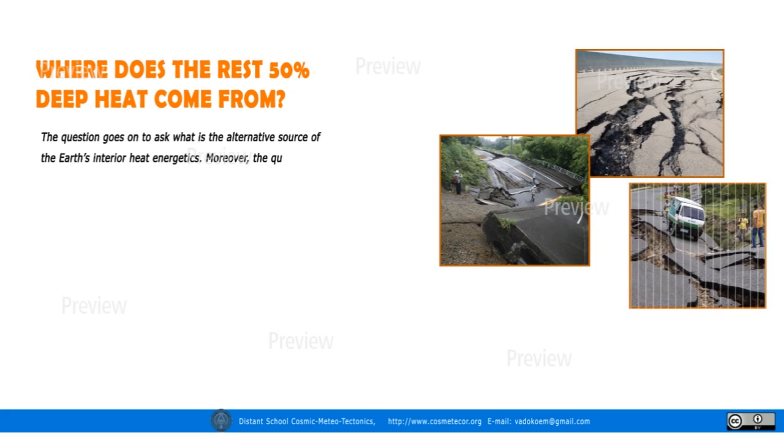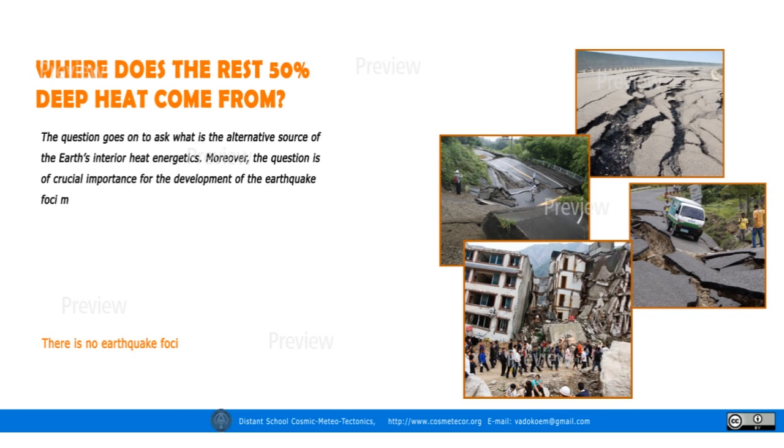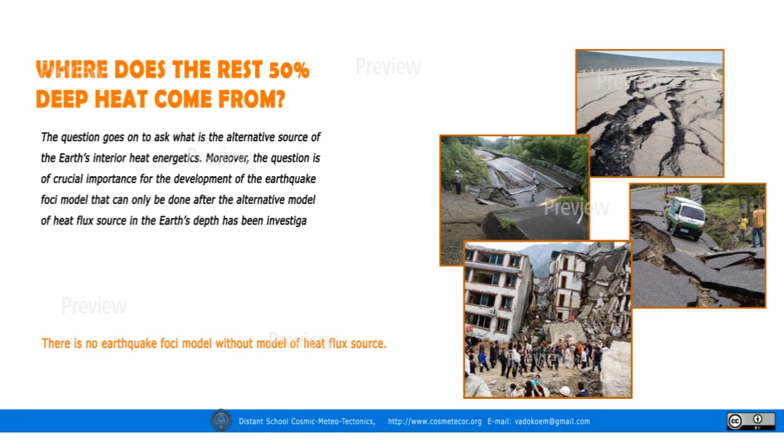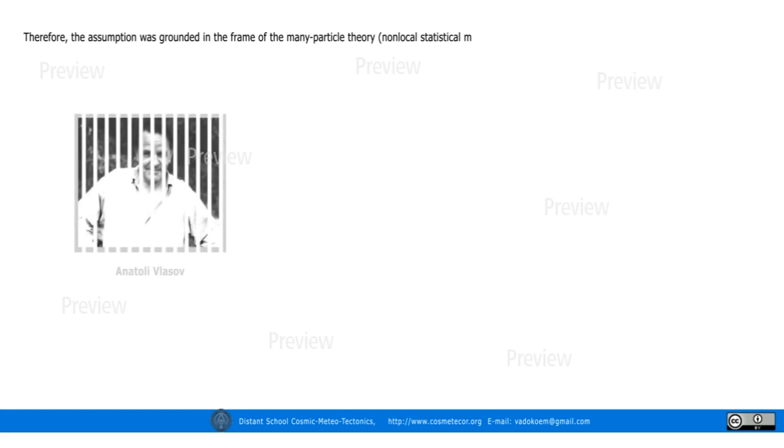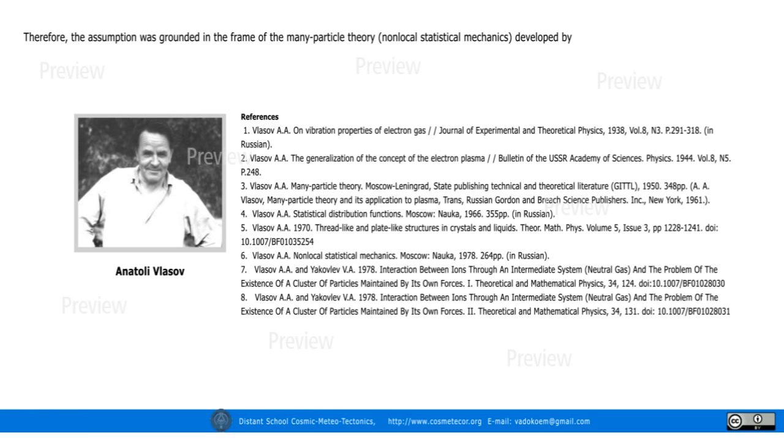Moreover, the question is of crucial importance for the development of the earthquake foci model, which can only be done after the alternative model of heat flux source in the Earth's depth has been investigated. Therefore, the assumption was grounded in the frame of the many-particle theory, non-local statistical mechanics, developed by Anatoly Vlasov, who published his main investigations between 1938 and 1978.